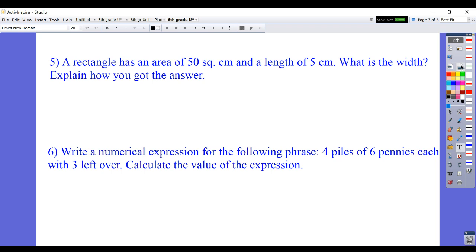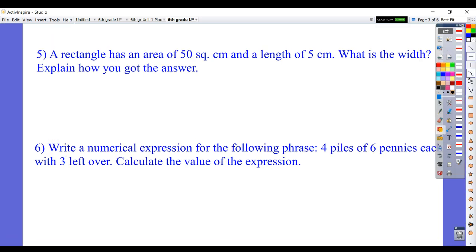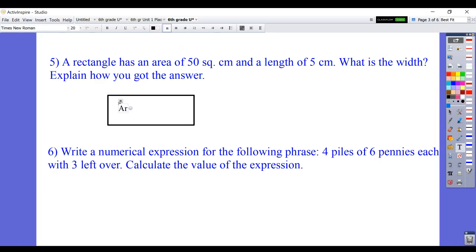Number 5 type of question that will be on the test that we haven't already talked about in the quiz review. If a rectangle has an area of 50 square centimeters and a length of 5 centimeters, what is the width and how do you know that? So again, I think a sketch is always helpful. We know that this rectangle has an area of 50 square centimeters. We know that the length on it is 5. And again, it's okay if the drawing is not drawn to scale, meaning it doesn't have to be drawn accurately. I'm just trying to make sure we can understand the question. And we want to know what the width is.